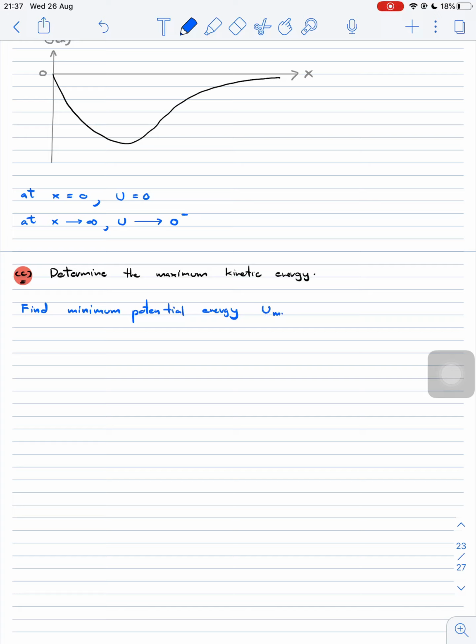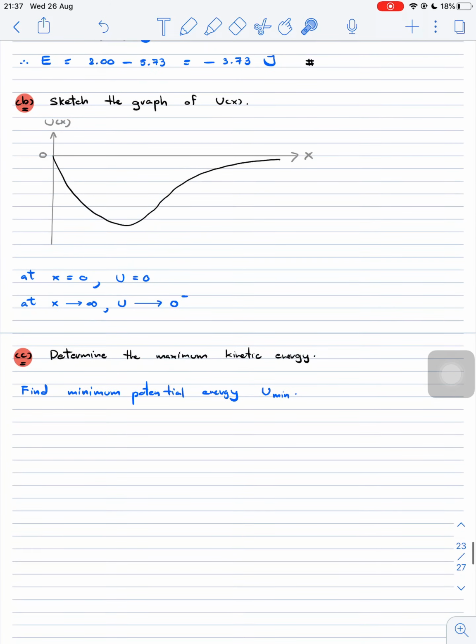So let's say the u min. Because if we can find the u min here, then we can get the maximum kinetic energy from the conservation of energy. Now from this graph, you can see that the minimum potential energy will occur at this position. Let's call this one the x min, and let's call this the u min. So the x min is the position where u is minimum.